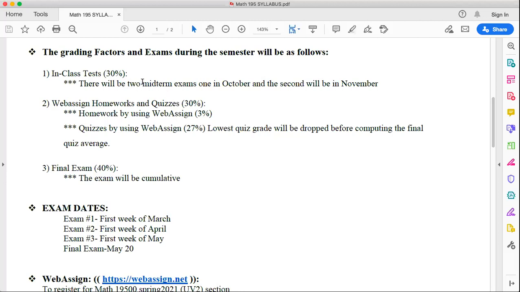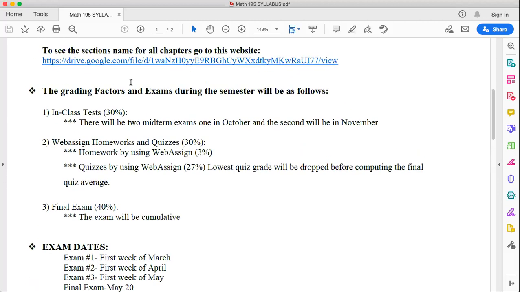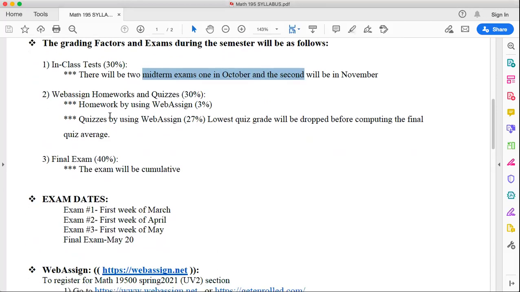Here it says 2, but something is wrong here. It's not 2. I'm going to change it. I will give 3 exams, each of them 10%.